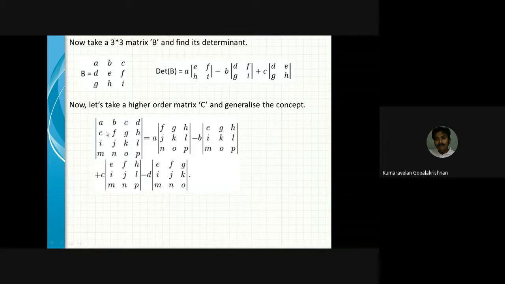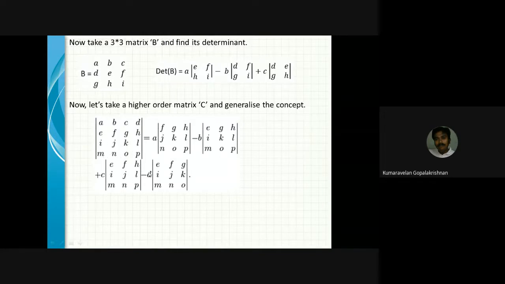See here, I have taken a 4 by 4 matrix. Then you have to consider 3 by 3 matrices, right? For example, for A, leave this row and column, and you get the corresponding 3 by 3 matrix. Minus B, leave this column and row, and we get E, G, H, I, K, L, and M, O, P. Similarly for C, plus C, leave that one, then we get E, F, H, I, J, L, and M, N, P.